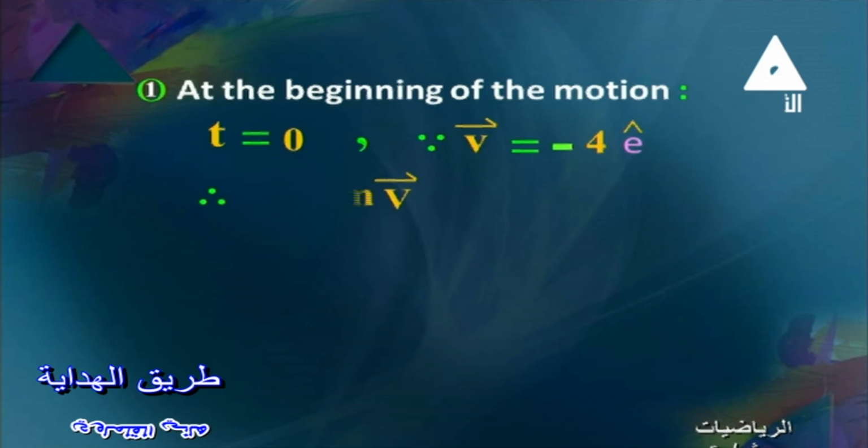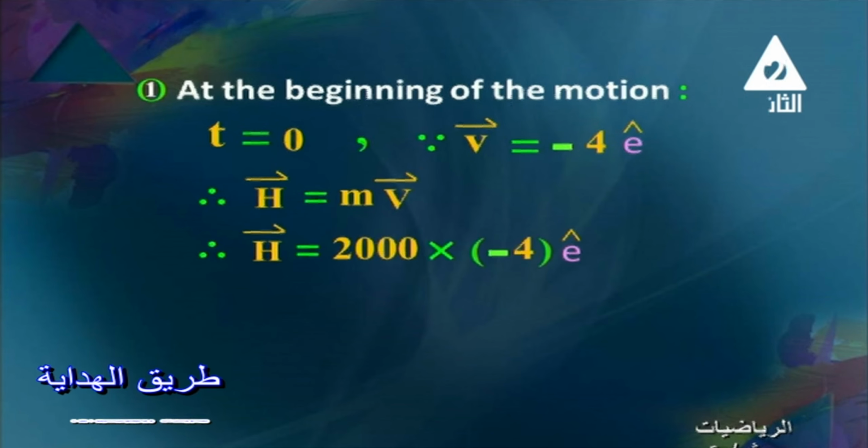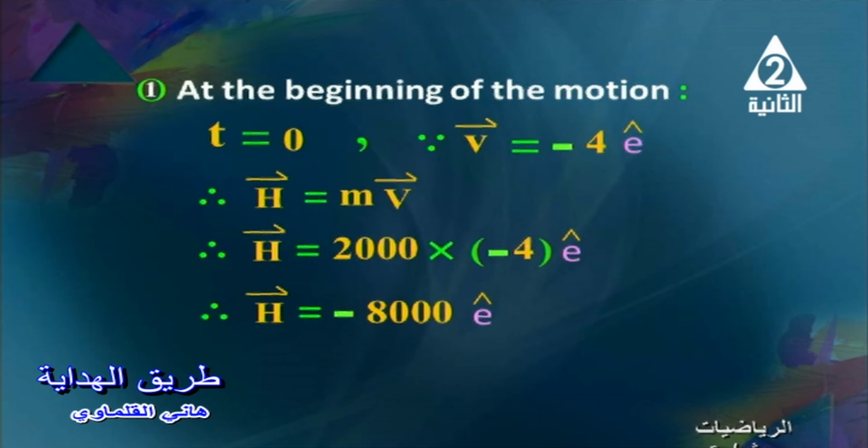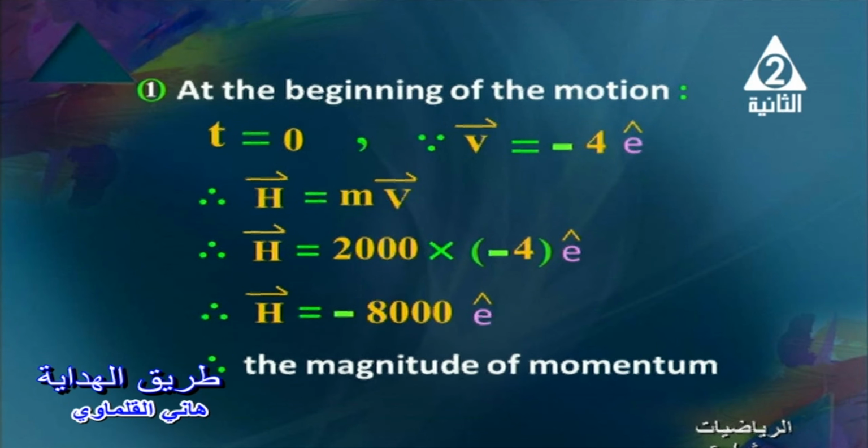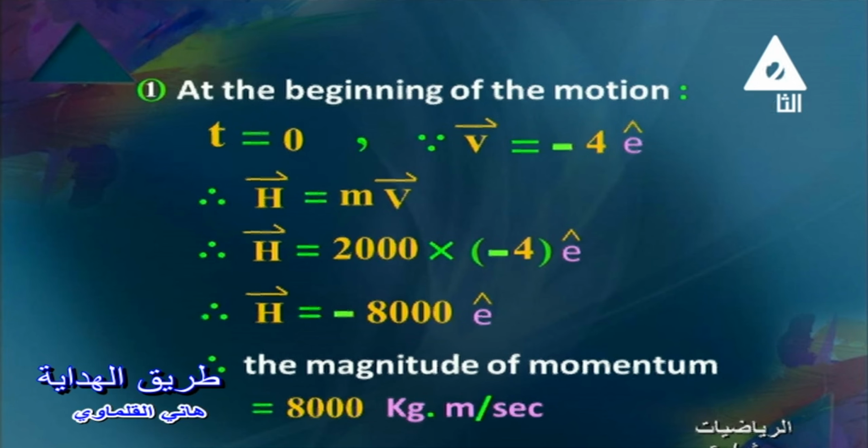Now, what about vector h? Vector h equals the mass of the car multiplied by velocity vector v. Vector h equals the mass, which is 2 tons or 2000 kilogram, multiplied by vector v, which is negative 4 vector e. 2000 multiplied by negative 4 equals negative 8000 e, and the magnitude of momentum in this case equals 8000 kilogram times meter per second, because the mass is in kilogram and the velocity in meter per second unit.